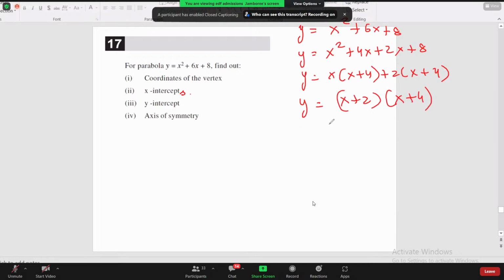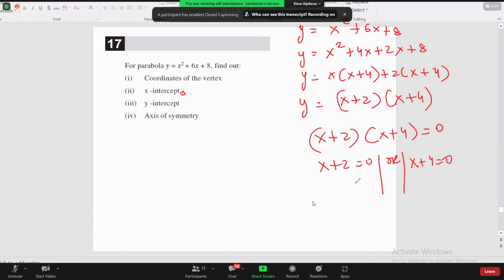Now, if I wish to find out x-intercepts, then in that case, I'll put y as 0. This equation will turn out to be (x plus 2) multiplied by (x plus 4) is equal to 0. Product of two terms is equal to 0 implies either x plus 2 will be equal to 0 or x plus 4 will be equal to 0. Either x will be equal to minus 2 or x will be equal to minus 4.